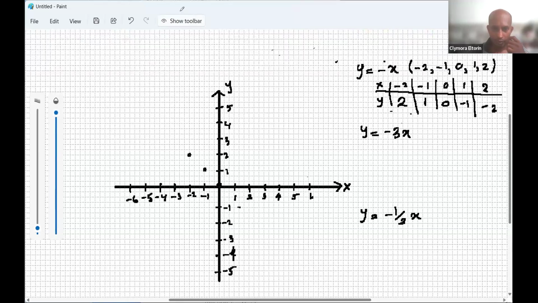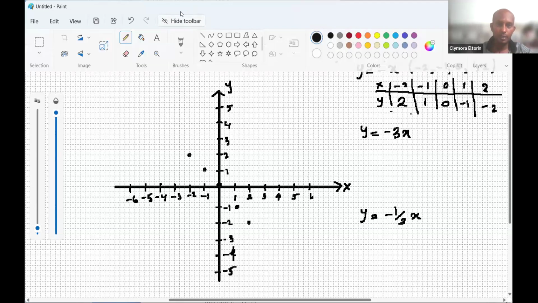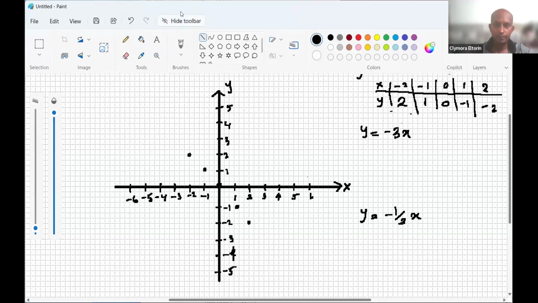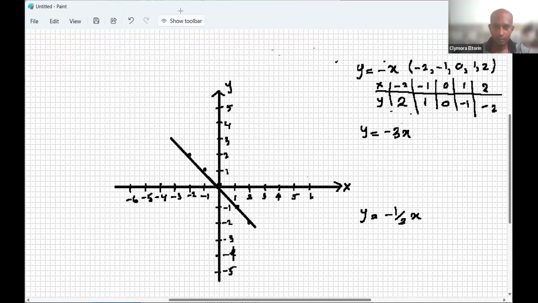1 and 1. Where is it? Sorry, it should be here now. 2 and 2. It should be here. 3 and 3. That's all. Okay. Now I'm going to plot the graph. Like this.